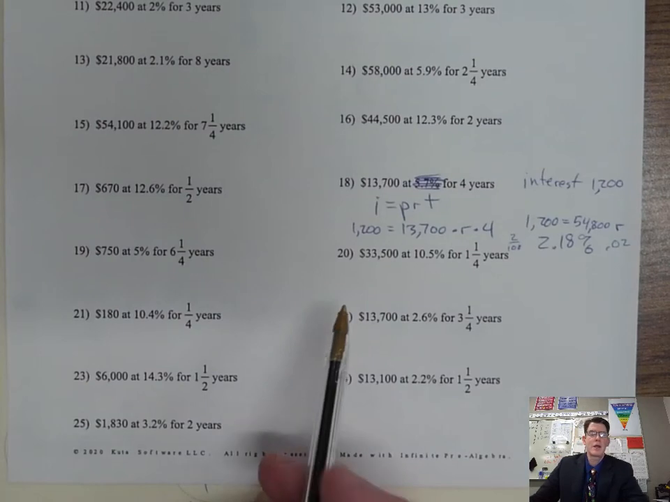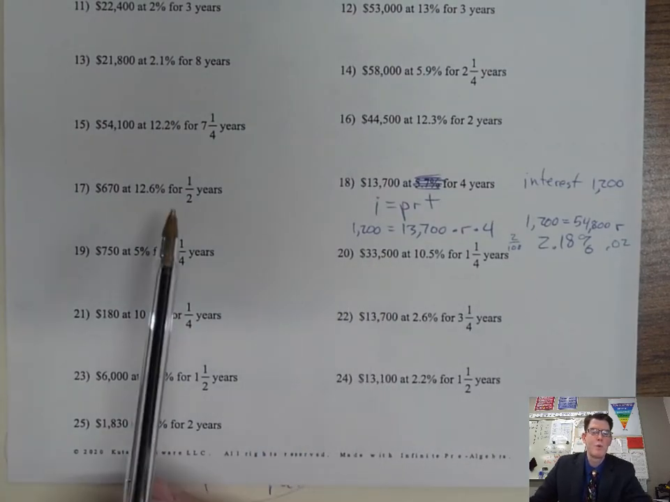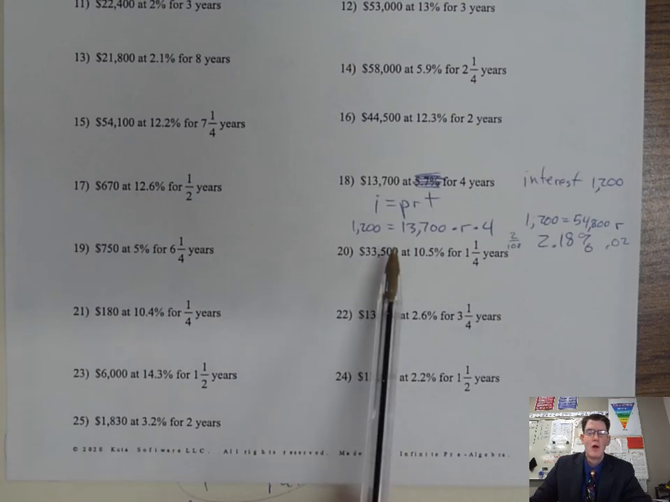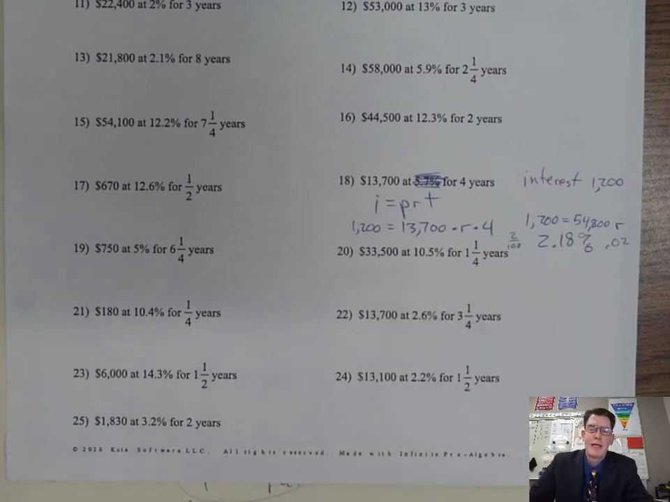So honors level work would be that I gave you the interest and the time, but not the principal. I gave you some of these variables and you had to figure out the other variables. That's an honors level understanding. You'll be doing more with that in 8th grade.